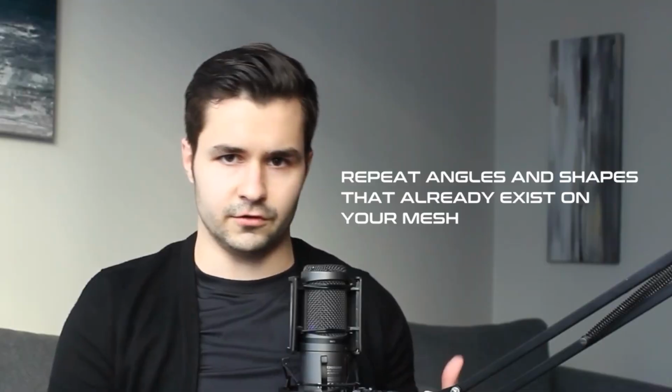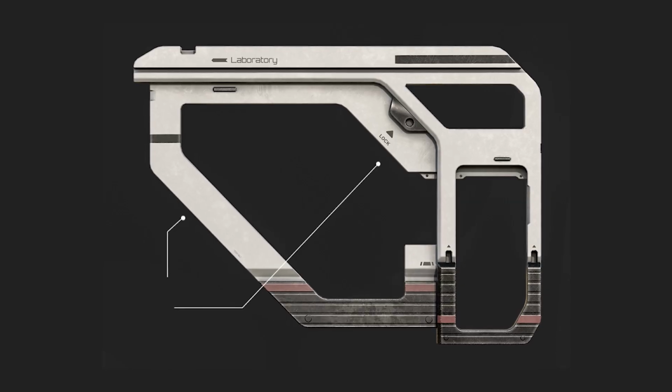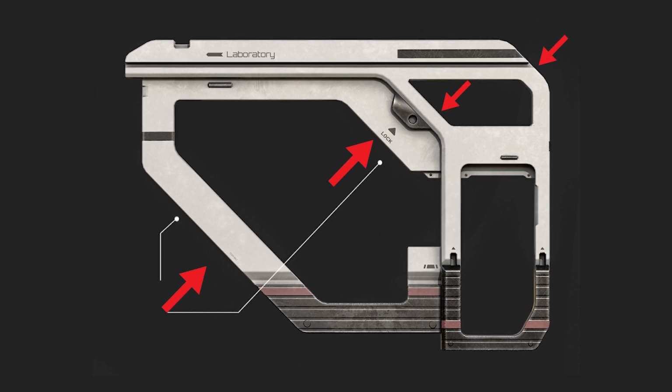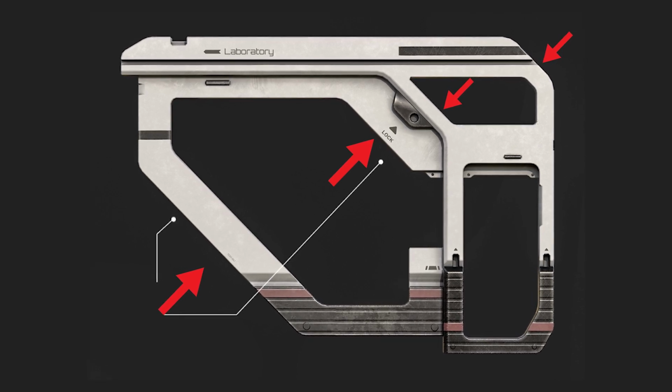Now, the next rule we have is called echoing, and echoing is exactly what it sounds like. Repeat angles and shapes that already exist on your mesh. Here's a simple structure that I designed. As you can see, I have a repeated use of these 45-degree chamfers on the mesh, all at varying lengths.